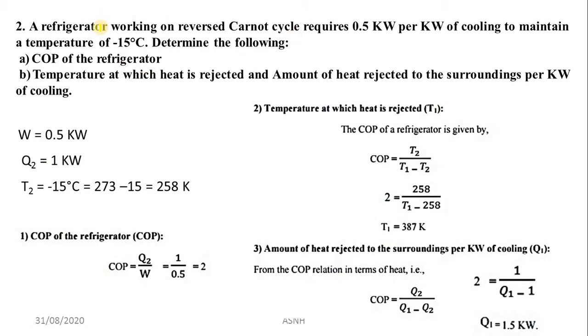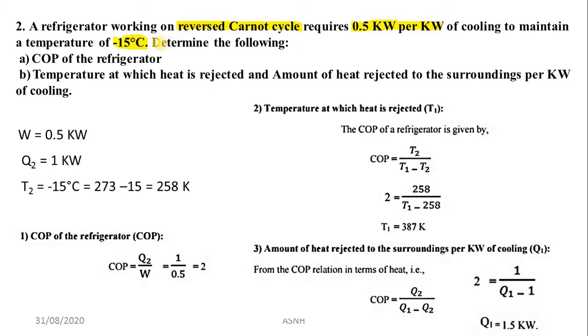Now we will discuss the second numerical. A refrigerator works on the reversed Carnot cycle. Here I just noted that particular thing, reversed Carnot cycle, and it requires 0.5 kilowatt. That 0.5 kilowatt is nothing but the work input to that device for satisfactory operation. So 0.5 kilowatt per hour is the amount of energy required for that machine of cooling to maintain a temperature of minus 15 degrees Celsius.